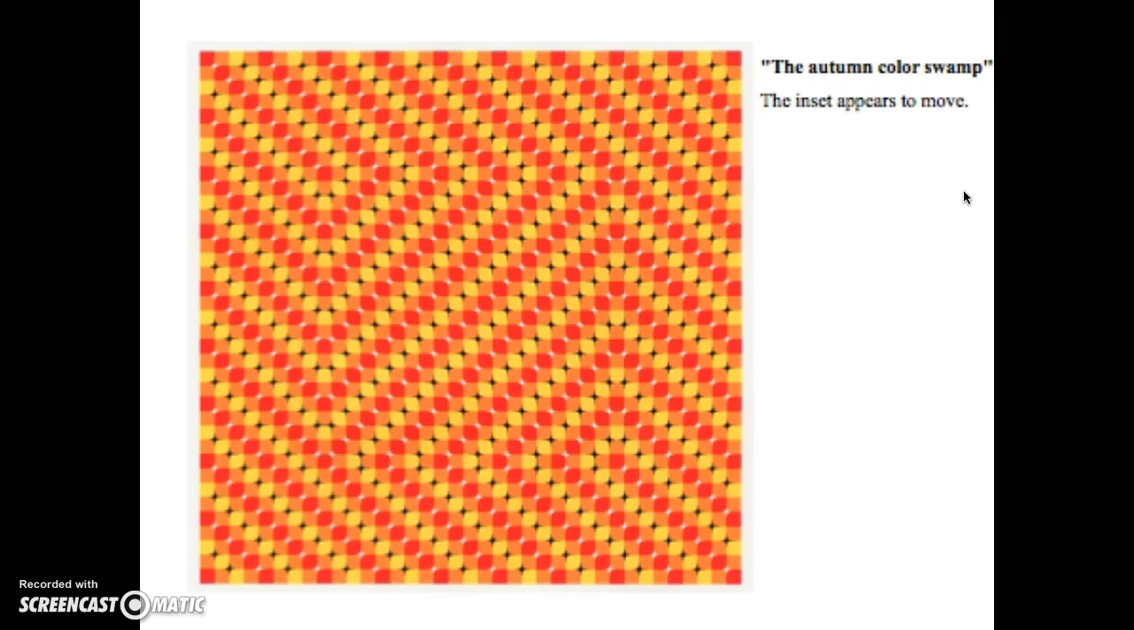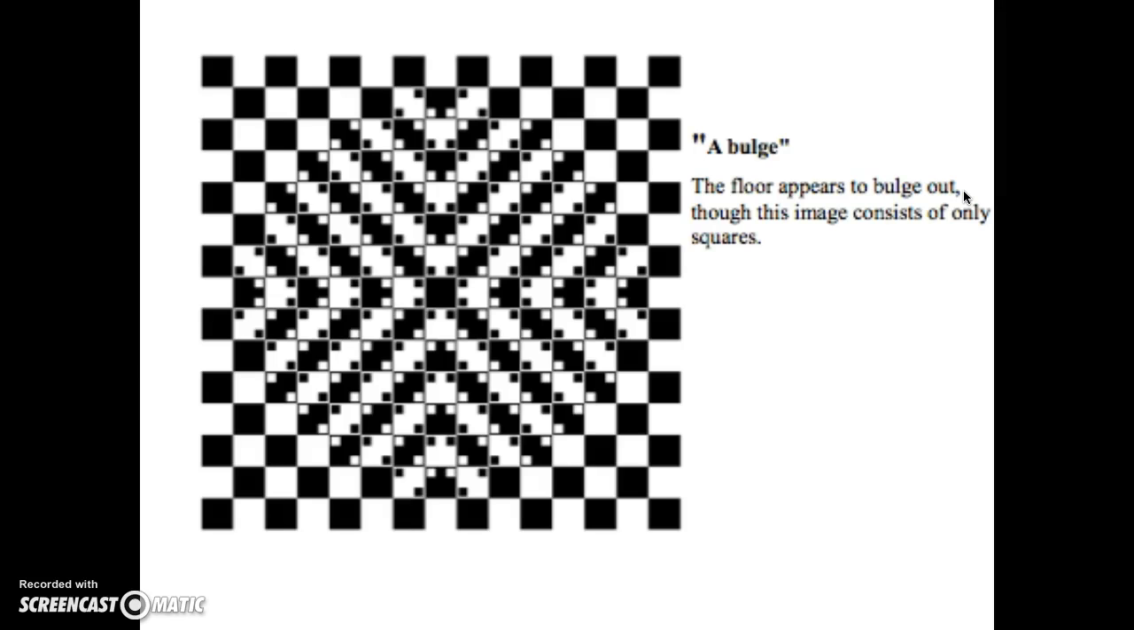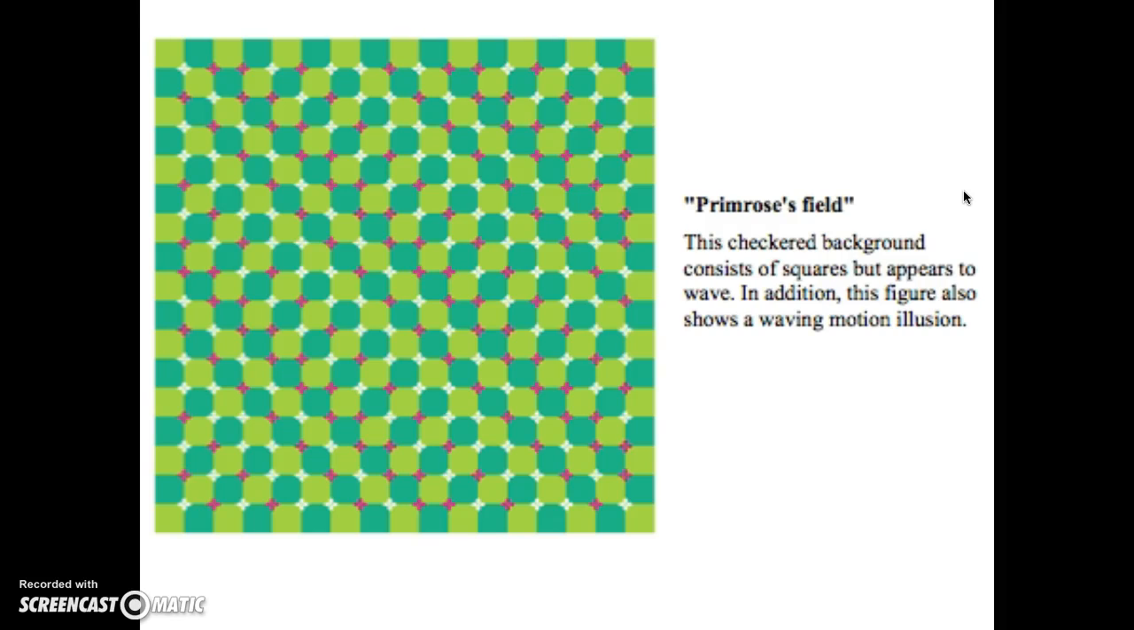I'm not getting that one so much as I get this one. This is the autumn color swap. Whoa. Okay. It's called the bulge. The floor appears to bulge out, though this image consists of only squares. Are those straight lines? It's really an illusion, isn't it? This checkered background consists of squares, but appears to wave. In addition, the figure also shows a waving motion illusion. Yeah, I see that, how it's a wave.